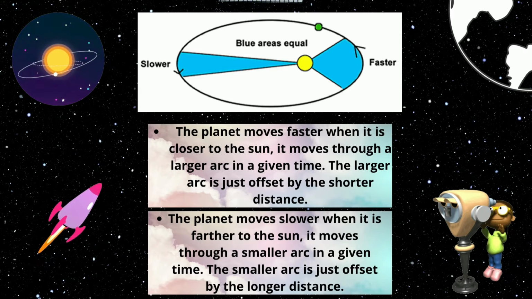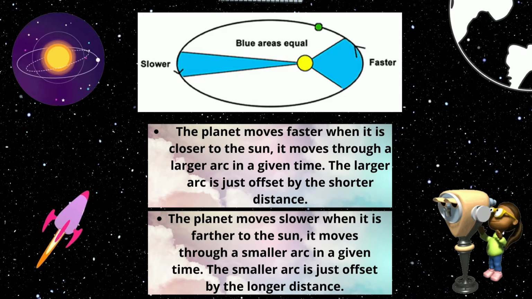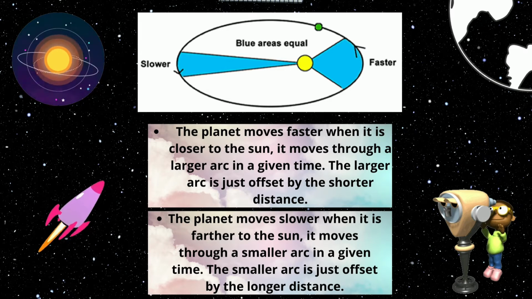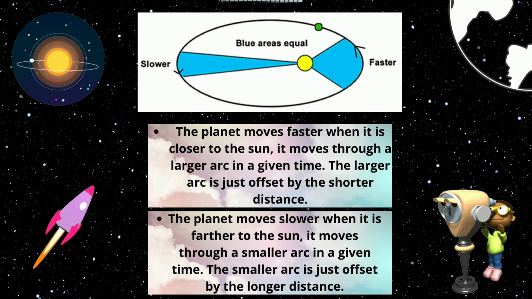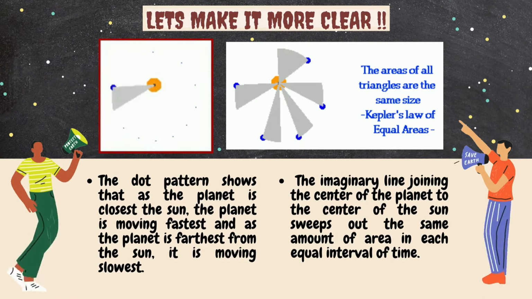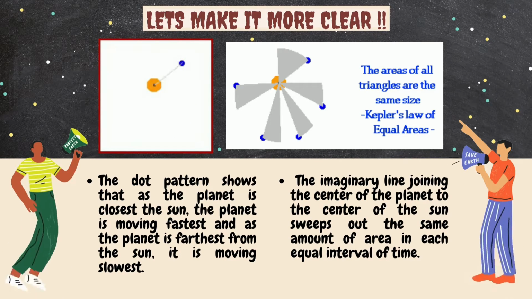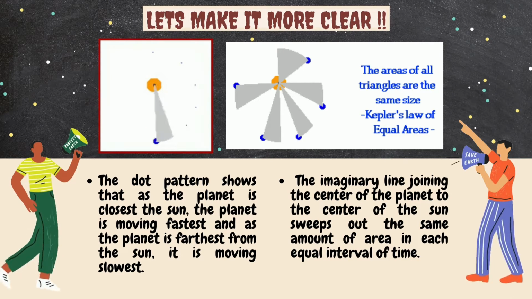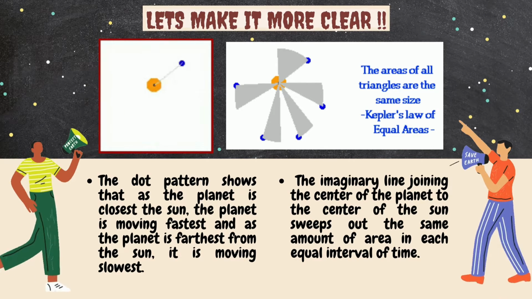The larger arc is just offset by the shorter distance, while the planet moves slower when it is farther from the Sun. It moves through a smaller arc in a given time. The smaller arc is just offset by the longer distance. Let's look at the example here to make it clearer. Basically, from this figure, we can see that each area is equal, but the arcs that sweep out the areas are not. The two effects exactly counteract to give equal areas.